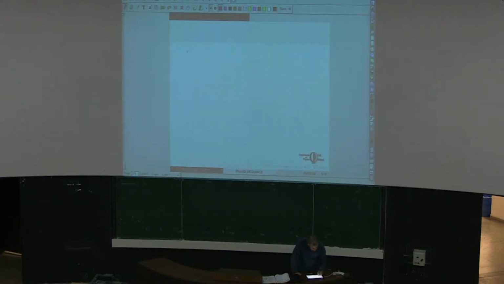Now let's write an explicit statement of this Lenz rule. The induced EMF opposes the change that created it. So this is, you can say, the Lenz law. In fact, this is why we have this minus sign over here. This minus just means it's trying to oppose.